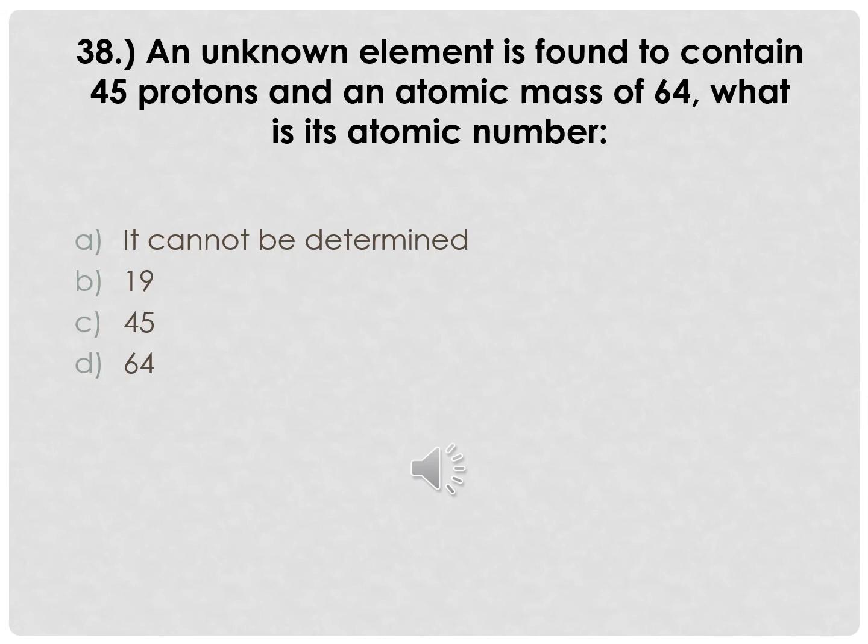An unknown element is found to contain 45 protons and an atomic mass of 64. What is its atomic number? So for this question, it requires that we know a little bit about the periodic table and what atomic number and atomic mass are. Atomic number is actually the number of protons that an element has. So in this question, this element has 45 protons, therefore its atomic number is also 45.